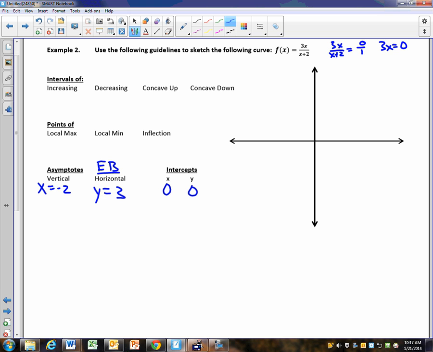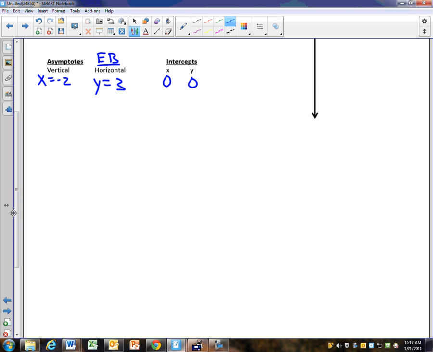But right now, in order to answer questions about increasing, decreasing, and concavity, max, mins, inflections, what do I have to do? Derivative. So let's find the first derivative. In order to find the first derivative, what rule will I have to use? I will have to use the quotient rule. Quotient rule says take the derivative of the top, which is 3, times the bottom, minus the top, which is 3x, times the derivative of the bottom, which is 1. Divided by x plus 2, that quantity squared.